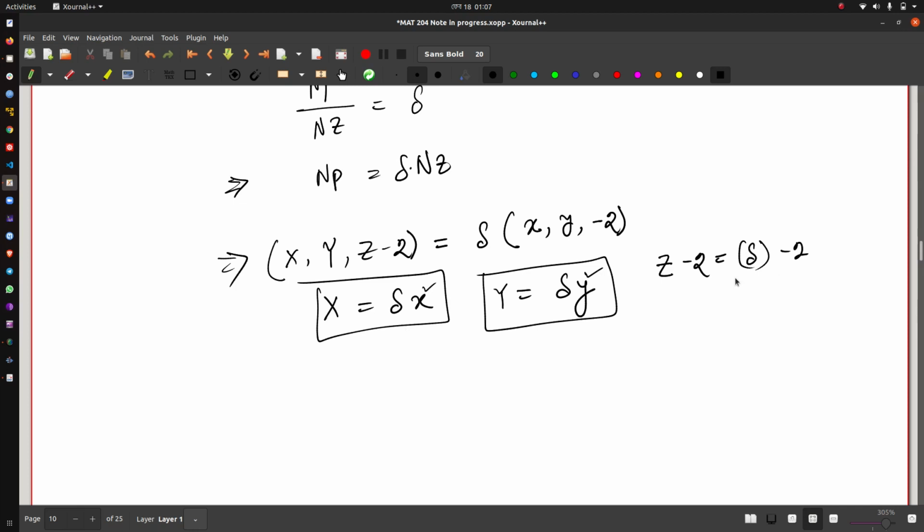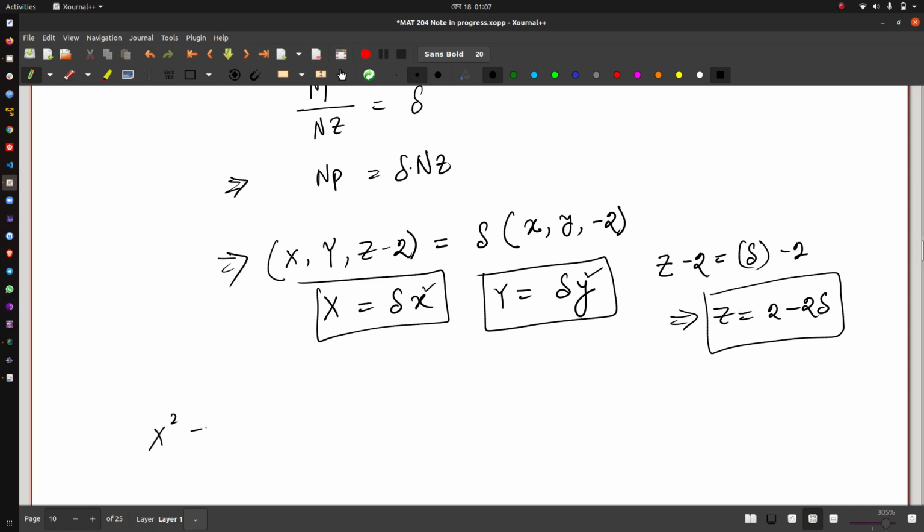So to find that, let me first put the form of Z in a more clean manner. So Z would be 2 minus 2 delta, this thing. So we are going to have to use another equation so that we can find this delta without knowing this capital Z, and that equation would be the equation of the sphere. So this is the equation of the sphere.